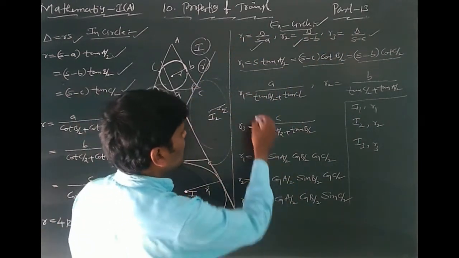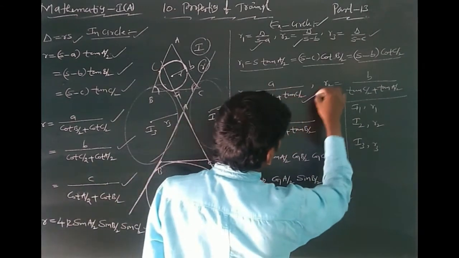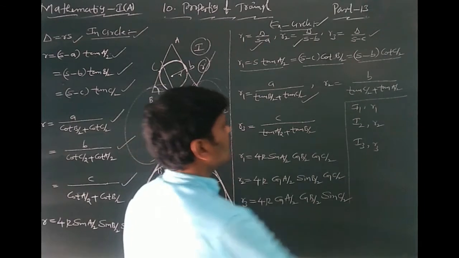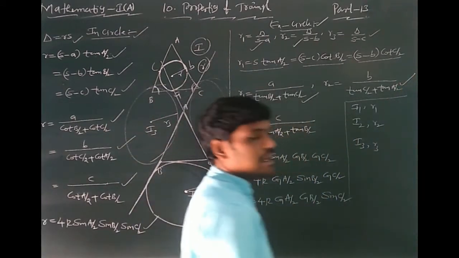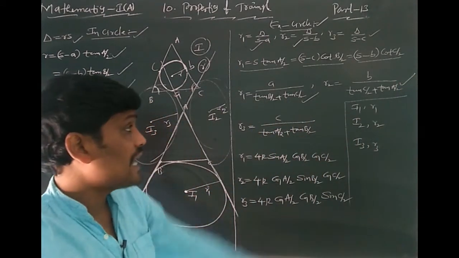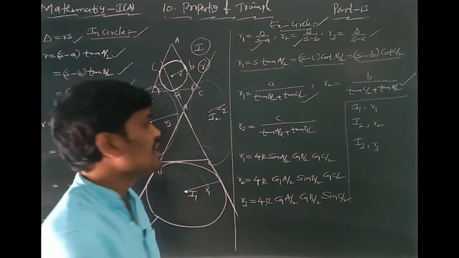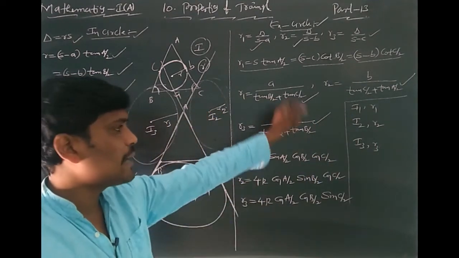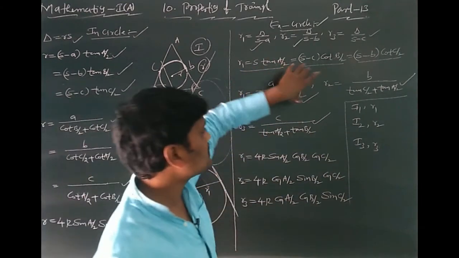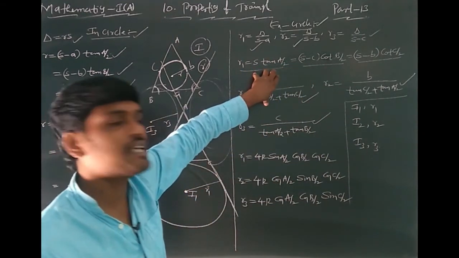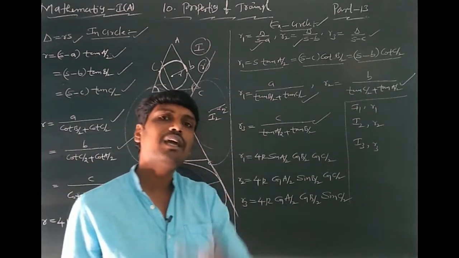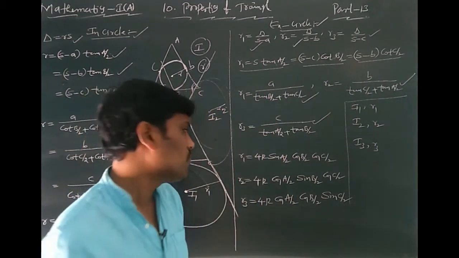Next, R1 equal to A by tan B by 2 plus tan C by 2. R2 is equal to B by tan C by 2 plus tan A by 2. R3 equal to C by tan A by 2 plus tan B by 2. These three formulas are, this is the radius of the first excircle, this is the radius of the second excircle, this is the radius of the third excircle, for model problems.